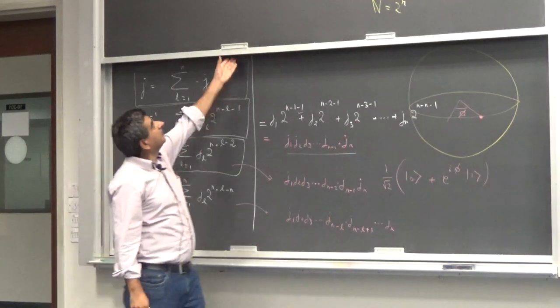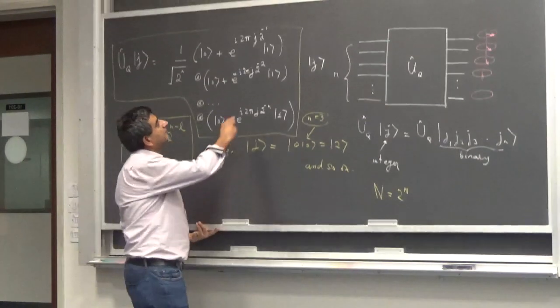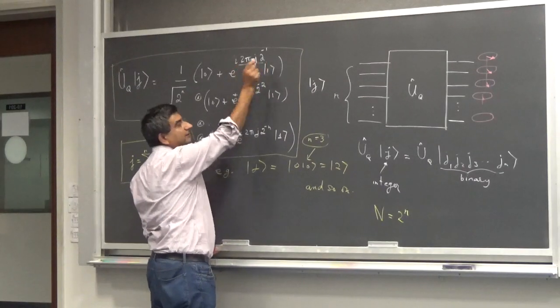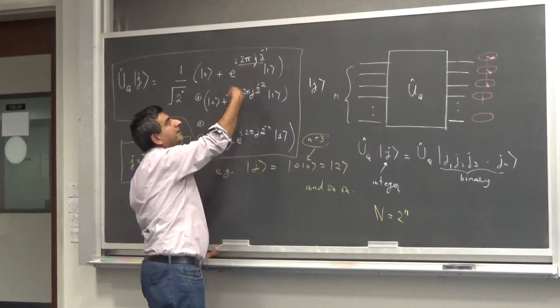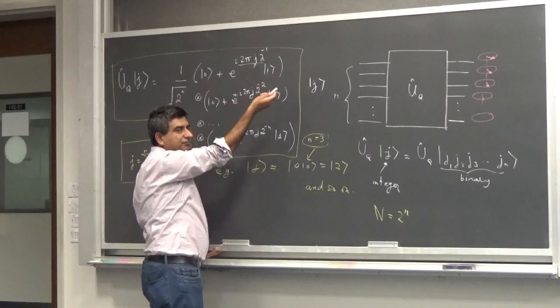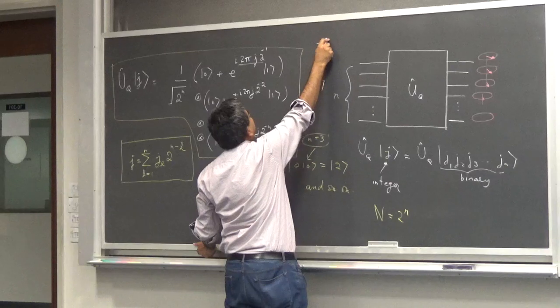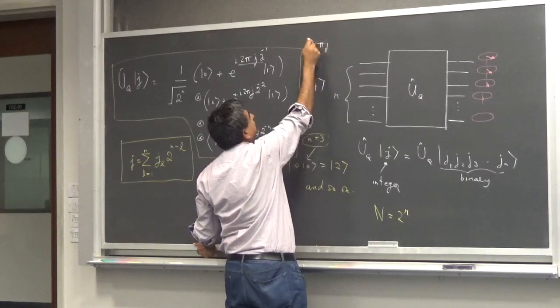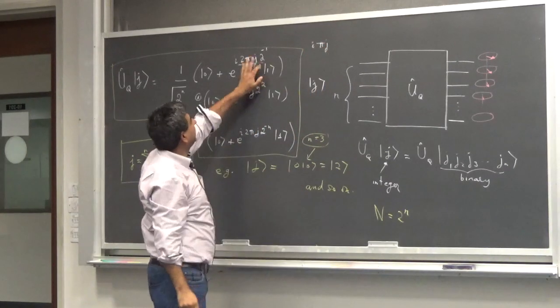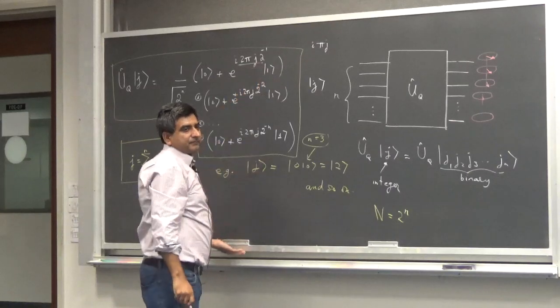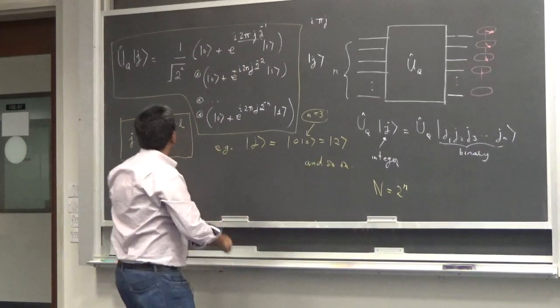Because this is a phase. This is just some number here, some phase here. 2 times pi times an integer divided by 2, or i pi j. This is i pi j, right? It's really dividing this thing by 2. So it's real. It's not notation.